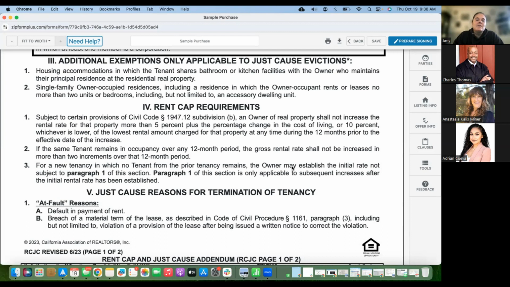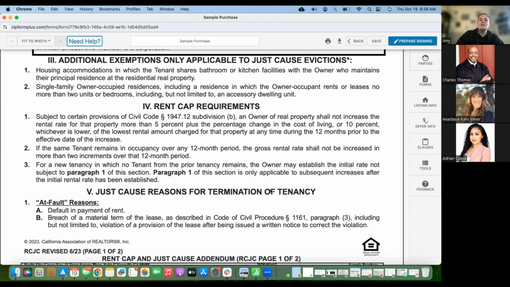If the same tenant remains in occupancy over 12 months, the gross rental rate shall not be increased more than 2 increments over that 12-month period. For a new tenancy in which no tenant from the prior tenancy remains, the owner may establish the initial rate not subject to paragraph 1 of this section. Paragraph 1 is only applicable to subsequent increases after the initial rental rate has been established. So the tenant is in the property, the tenant vacates, a new tenant comes in, you can set whatever you want for that new rent for the new tenant.